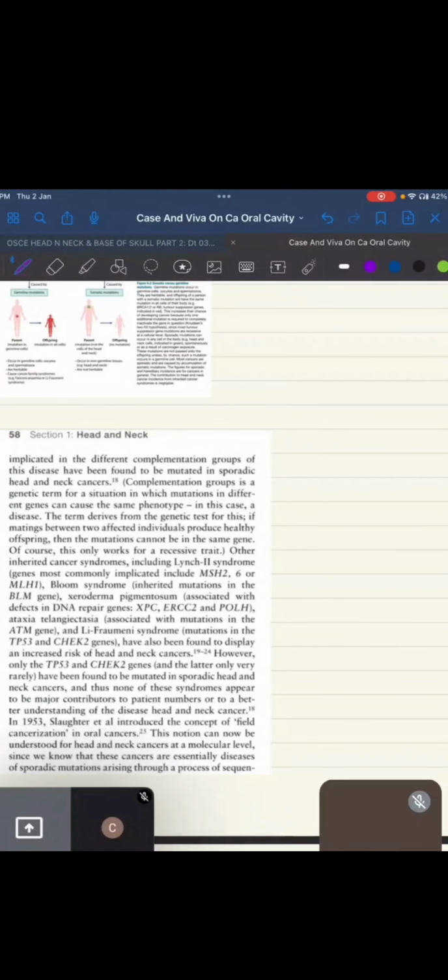See, these are another, similarly these familial cancers have been repeated twice. Okay, so please go through them, including Lynch syndrome. Please remember what genes are associated with them. Bloom syndrome, xeroderma pigmentosum, okay, ataxia telangiectasia, Li-Fraumeni syndrome. Okay, so it's always better to know only two things: how they are inherited, one, and what gene is associated with this.